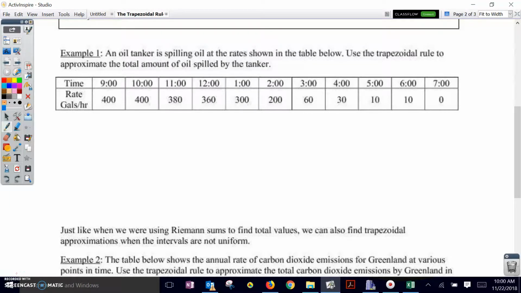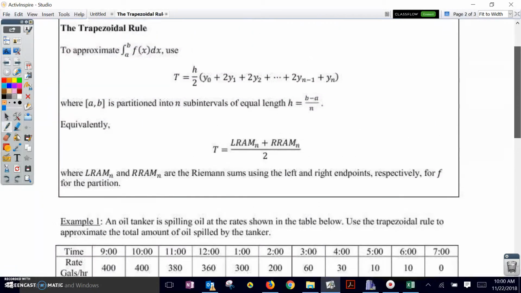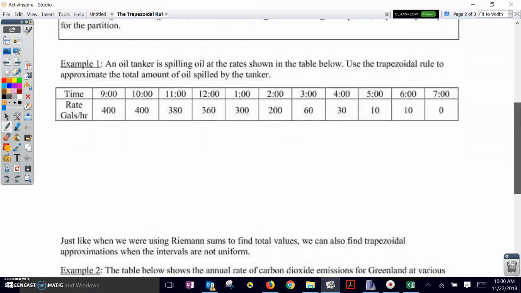Alright, welcome back everybody. In this video we're going to look at using the trapezoidal rule to approximate the values of integrals. Basically, when we use the trapezoidal rule, it's exactly what we did when we were using Riemann sums, except instead of putting rectangles under the curve, we're putting trapezoids under the curve. And there's a great deal of explanation earlier in the lesson as far as how we can best do this. So make sure you read through that.